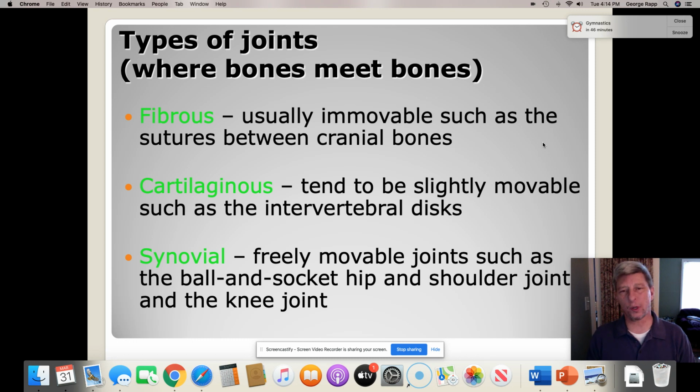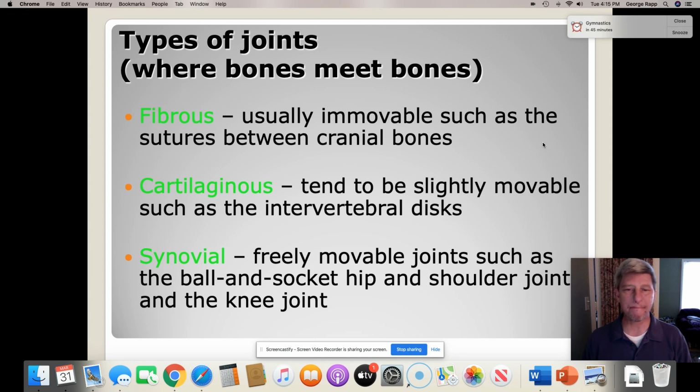A fibrous joint is an immovable joint, one that fuses usually very early on in life, and then hardens and doesn't move ever again. A good example of this is the joints in your skull that are loose during fetal development right up until birth, and then a few months after birth, those joints fuse. They get hard, and your skull takes on its permanent shape.